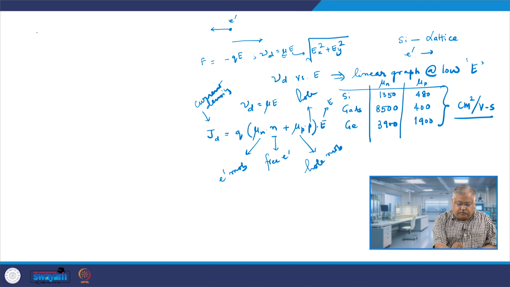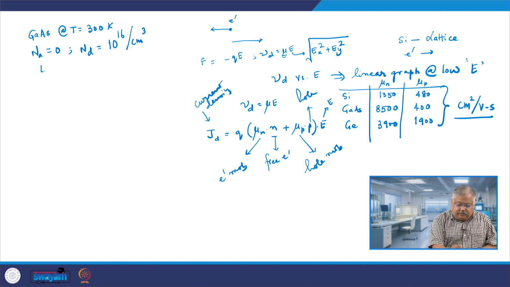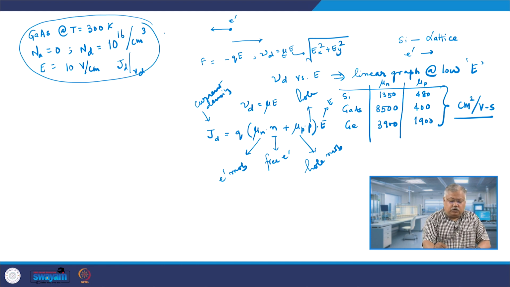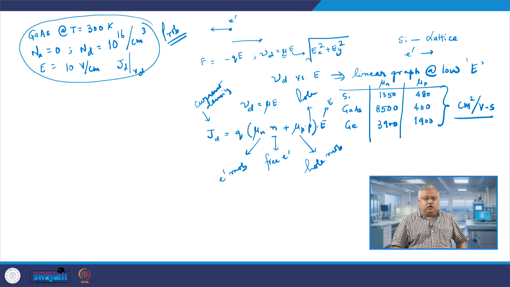I can give you a small problem statement for you to do. Let us suppose I have gallium arsenide kept at T equals 300 Kelvin, the room temperature. We are assuming that Na is approximately equal to 0 and Nd is equal to 10 to the power 16 per centimeter cube. The electric field is given as 10 volts per centimeter. You need to find out the current density due to drift velocity. This is a small problem I am giving to you. Please try to solve this problem at least for this condition. You will require some prior knowledge also for this case.